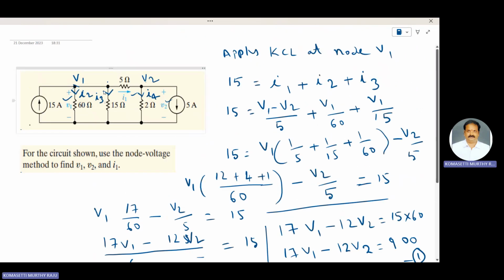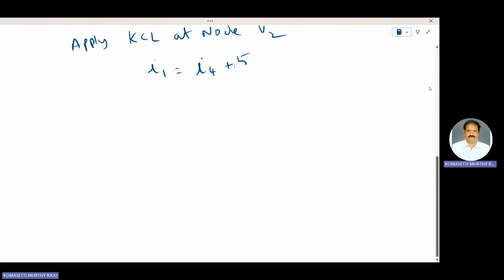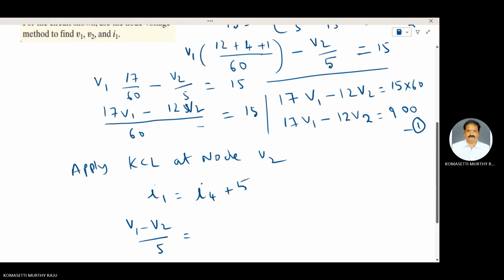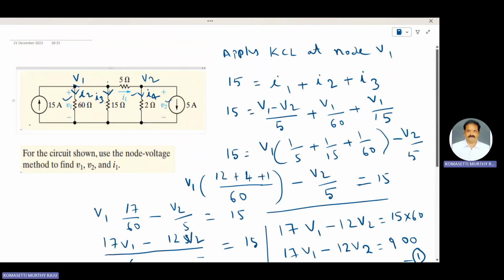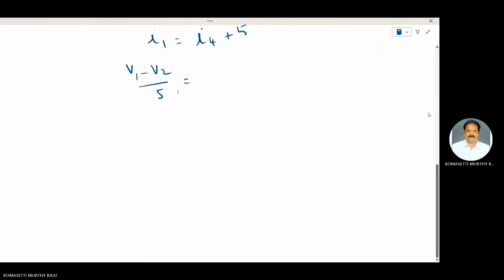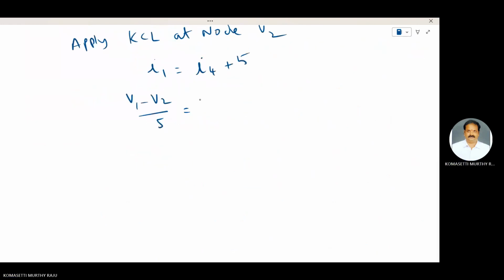I1 is equal to (V1 minus V2) by 5. I4 is equal to V2 by 2. So (V1 minus V2) by 5 is equal to V2 by 2 plus 5. Arrange in proper order.